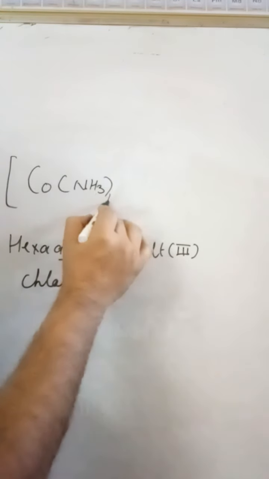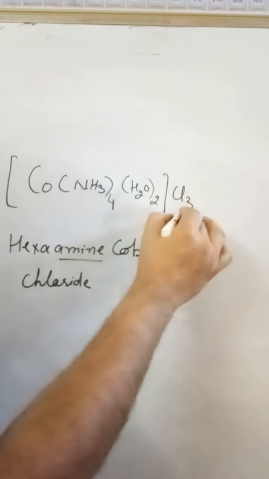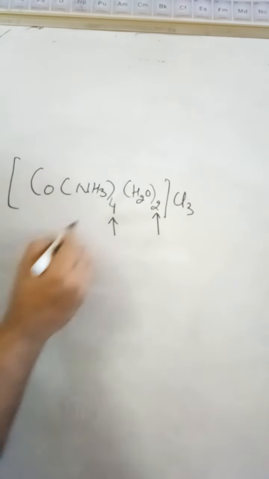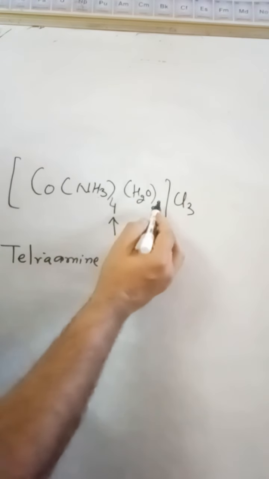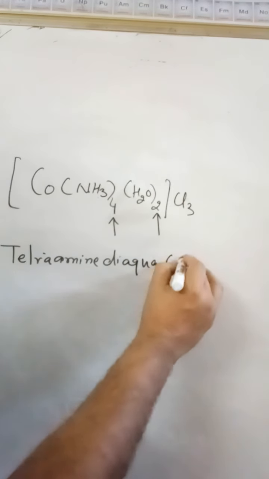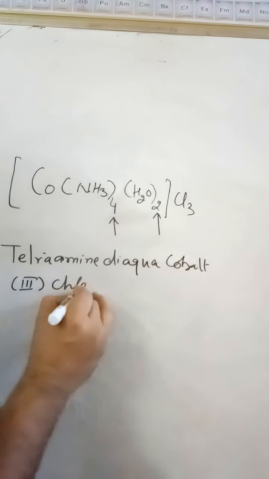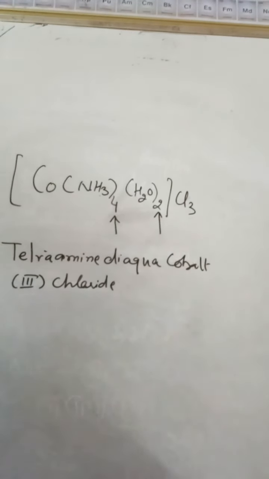Now suppose the next compound is... in this compound, the number of ammonia ligands is 4 and the number of water ligands is 2. So this is tetraammine. For 2 we use the word di, and aqua for water. Then again cobalt, its state is 3, chloride. So tetraamminediaquacobalt(III) chloride.